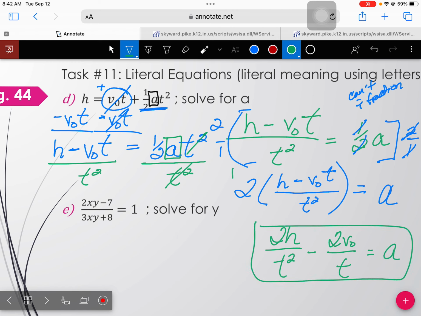All right, letter E. I'm going to give you 3 minutes to try to do that one on your own. We're trying to solve for y. 3 minutes.